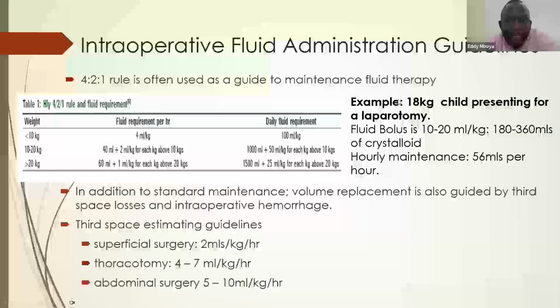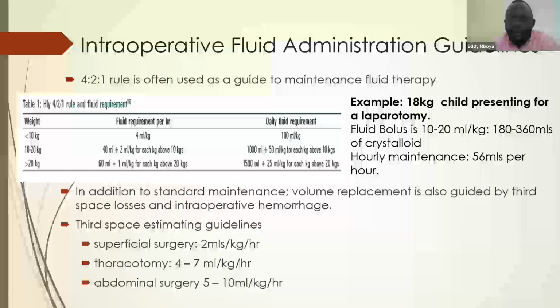That comes about by the first 10 kgs of 18 is 10 by 4. That gives you 40. Then the next 8 kgs, you do that by 2 mils per kg, that's 16. You add that to the 40, you get 56 mils per hour. So if you don't have any losses, you don't have a blood loss, you don't have an open nose, this is not a child with burns, 56 mils per hour would probably be adequate.